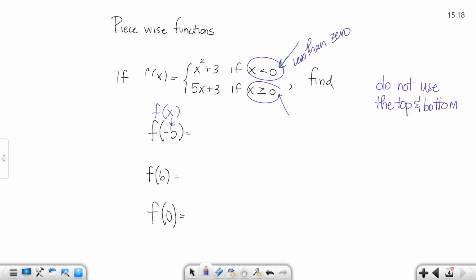Since -5 is less than 0, that means we use the top function, x squared plus 3. So I'm going to plug -5 in there. -5 squared would be a positive 25 plus 3. So I'm going to get an answer of 28 for that one.